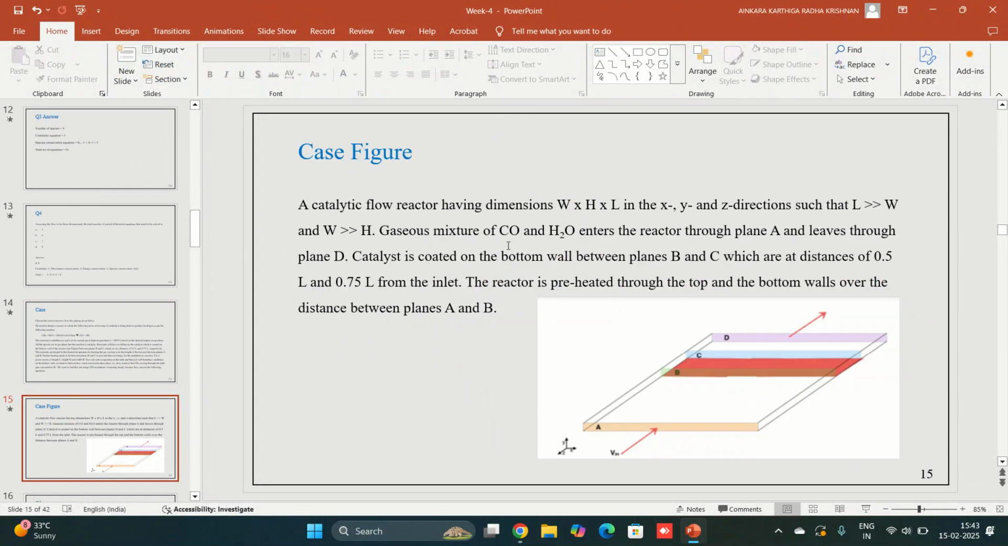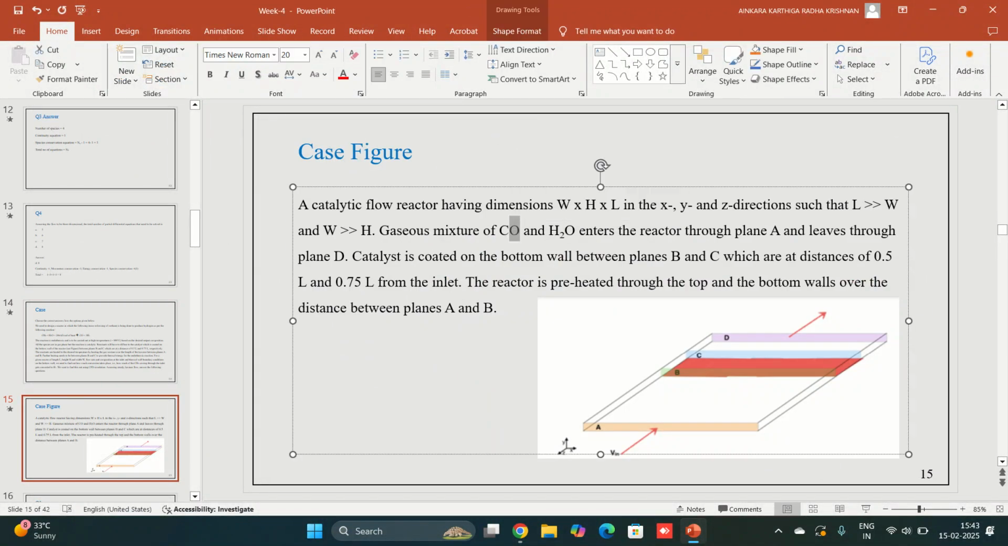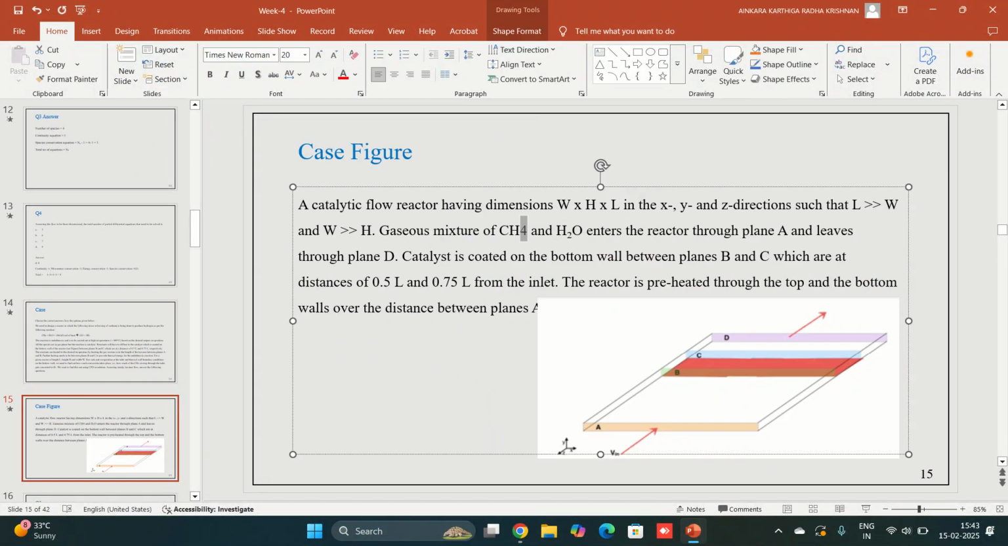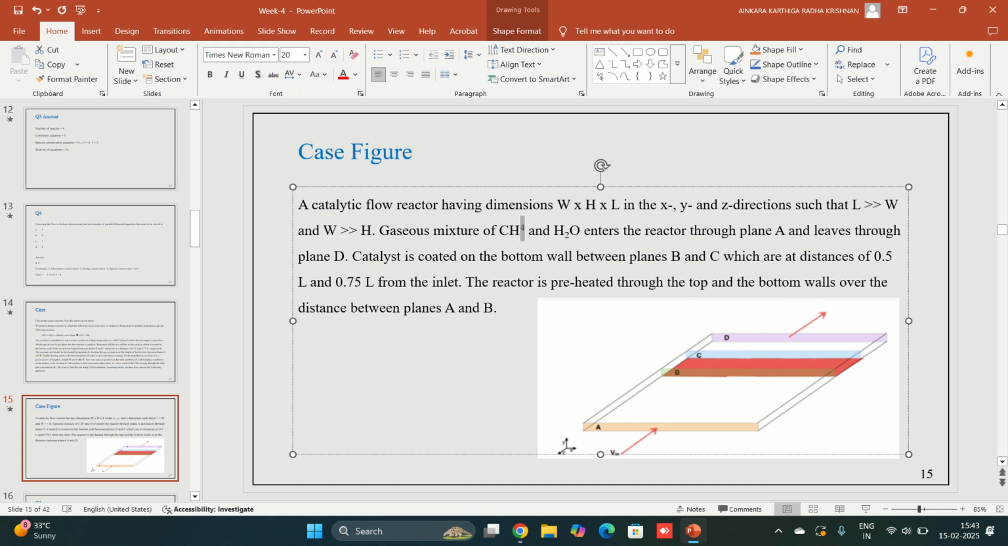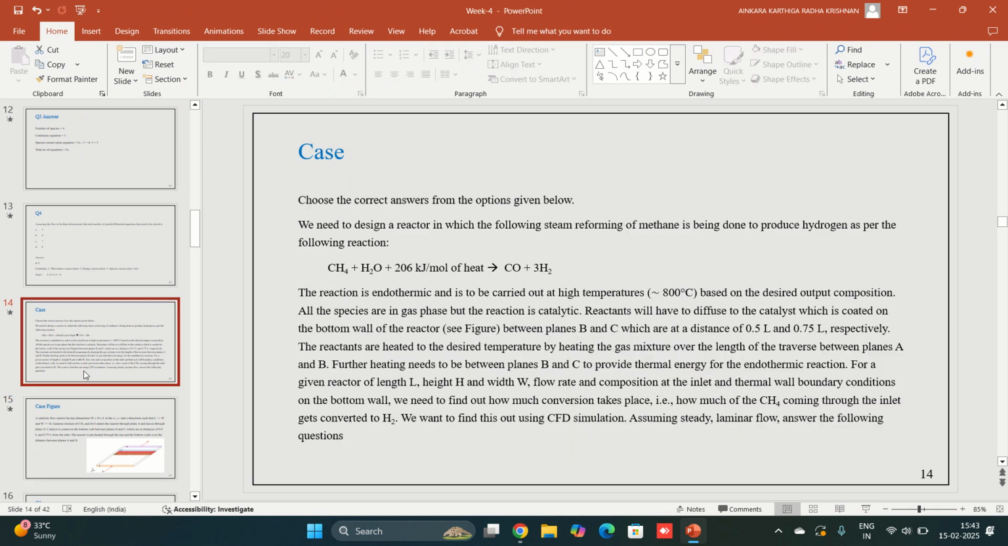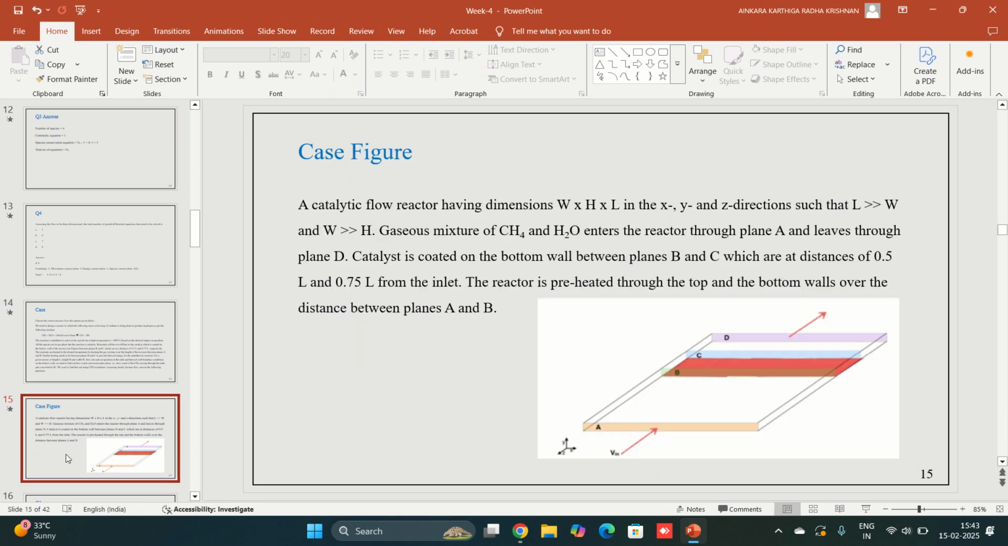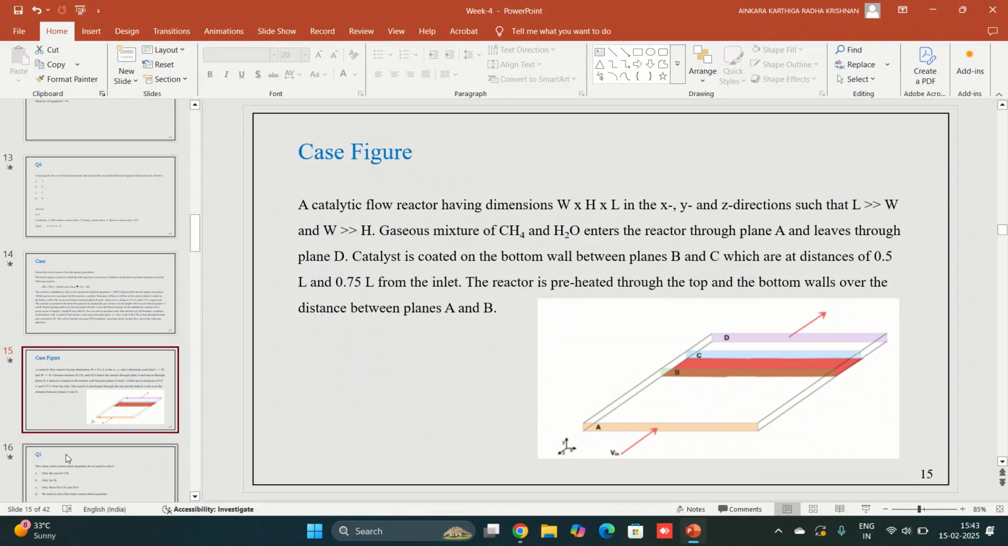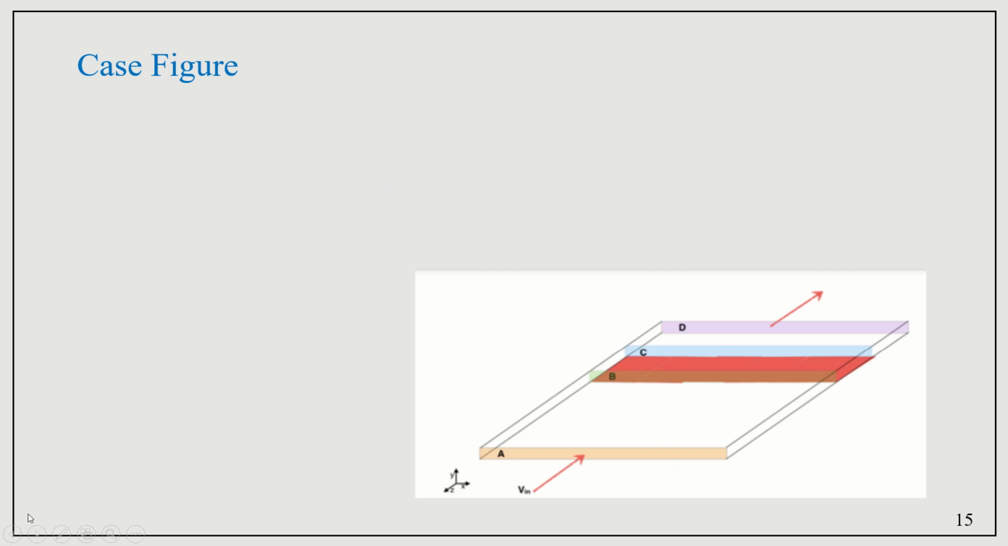This is actually methane, not CO. A gaseous mixture of methane and water enters the reactor through plane A and leaves through plane D. Alright, now we will go to the questions.